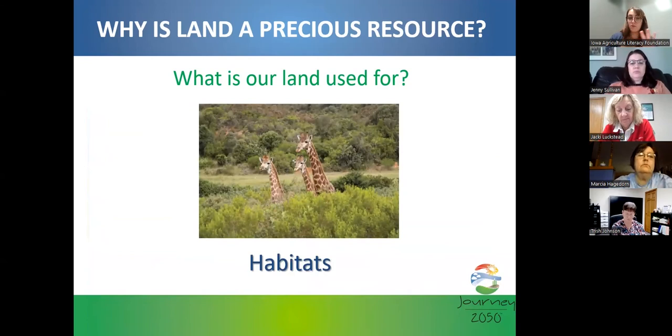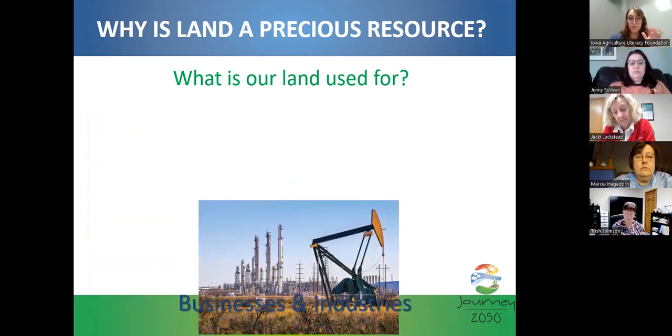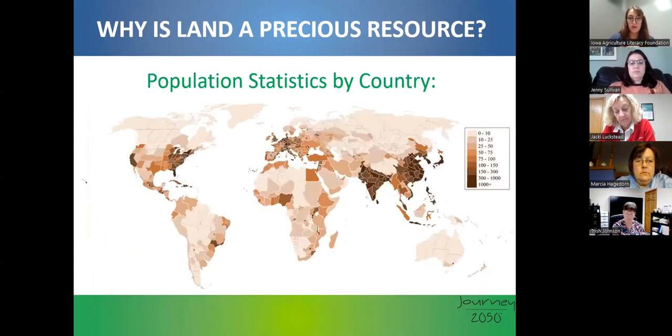So in those natural spaces, we're talking about habitats. In our urban areas, we're talking about businesses and industries. This graphic kind of leads into the where are people at idea. So this map kind of shows that population density. Where do you see there's a lot of population density? Where are some of our hubs?